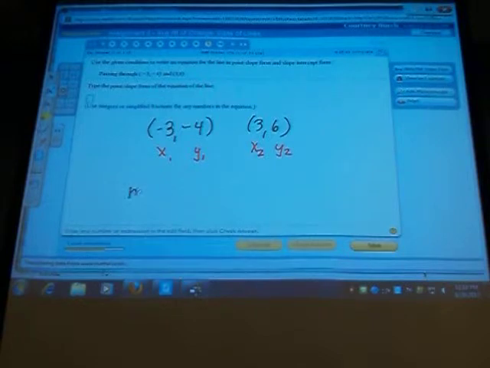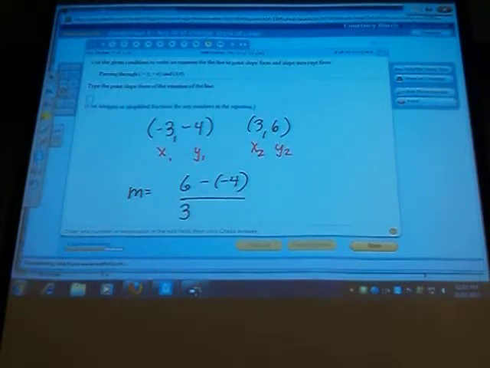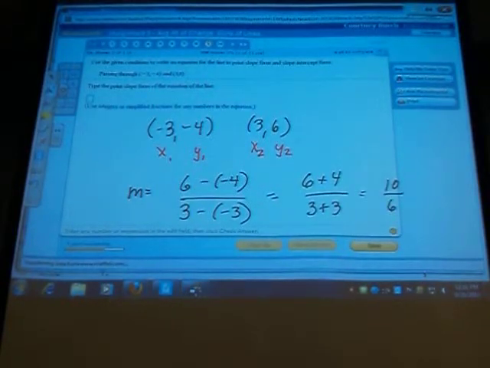So my slope would be 6 minus -4 over 3 minus -3. Okay, so that's like 6 plus 4 over 3 plus 3. That is 10 over 6. And those are both divisible by 2, so I divide them both by 2, and I get 5 over 3.